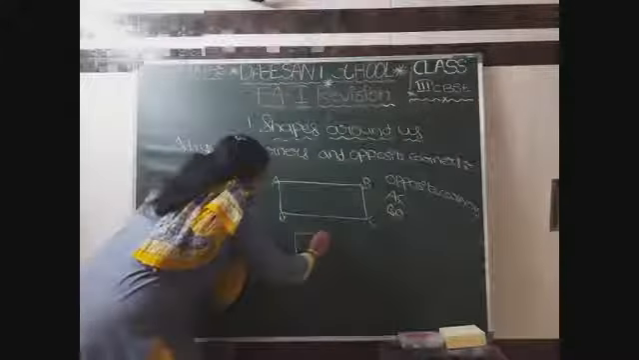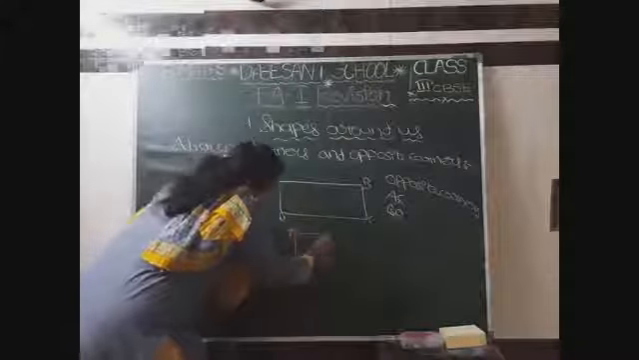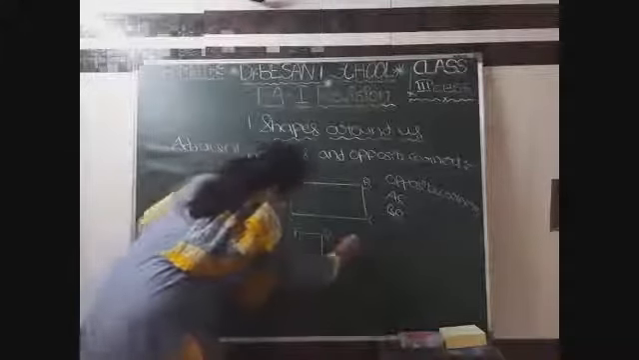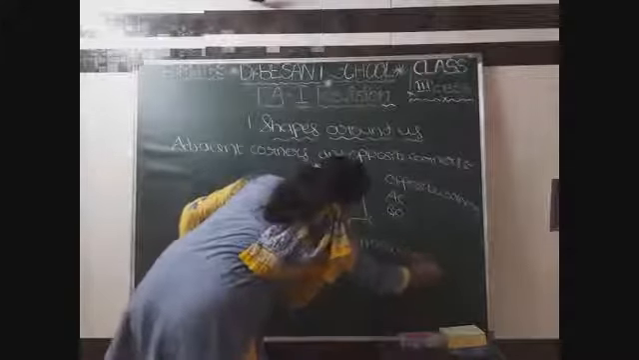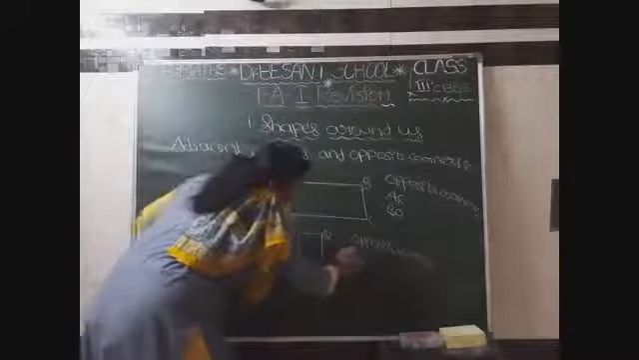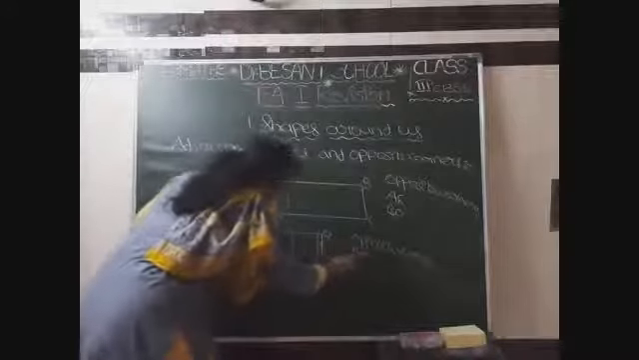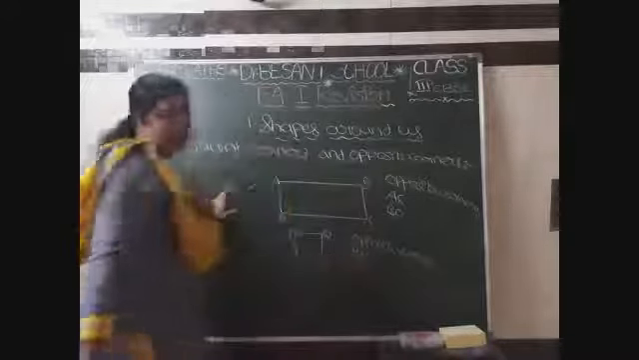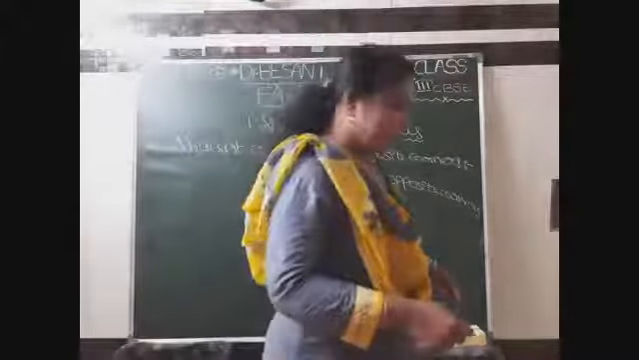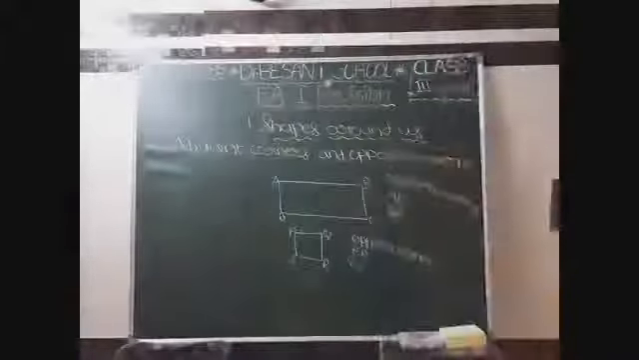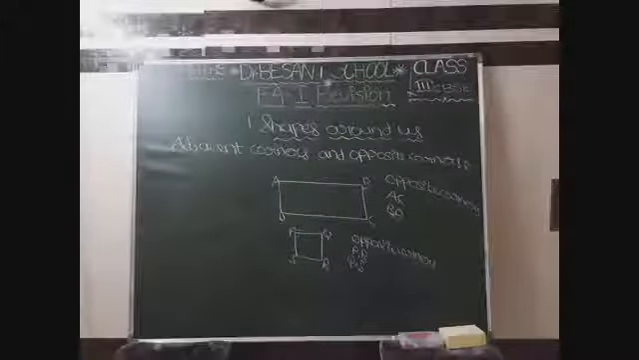Now I am drawing the square again. PQRS. Say, children, what are the opposite corners for this square? For this square, PR are opposite corners and QS are opposite corners. The corners which are opposite each other are called opposite corners. Okay, children, once observe those diagrams. Have you understood?